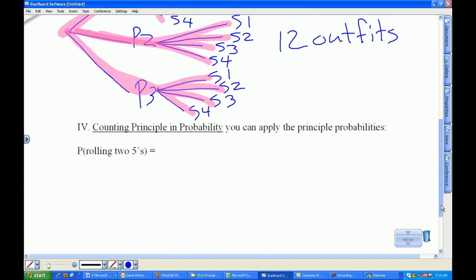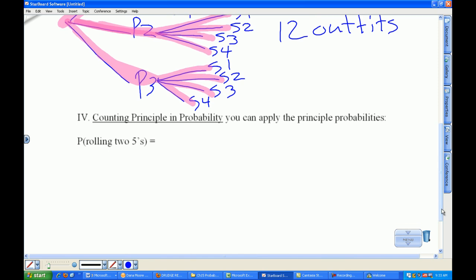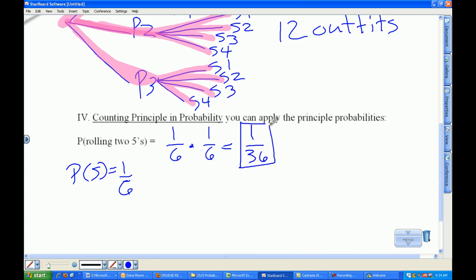Alright, counting principle and probability. You can apply the principle to probabilities. The probability of rolling 2 5s on a die. The probability of rolling a 5 on a die is 1/5. I'm sorry, what am I thinking? There's 6 sides to a die. It's 1/6. So if I want to roll 2 of them, the probability of rolling a 5 the first time is 1 out of 6. The probability of rolling 5 the second time is 1 out of 6. And we multiply them together. 1 out of 36 is the probability of rolling 2 5s.